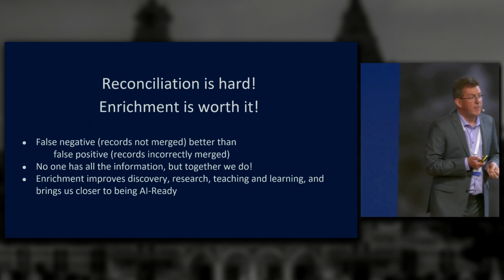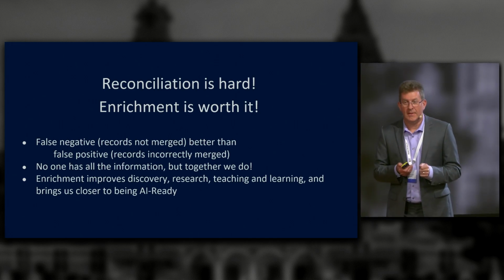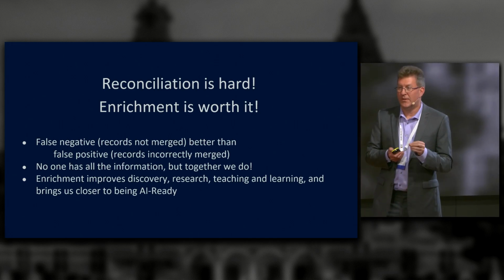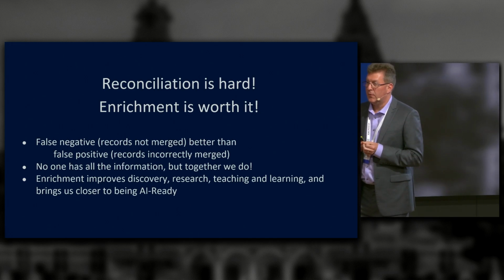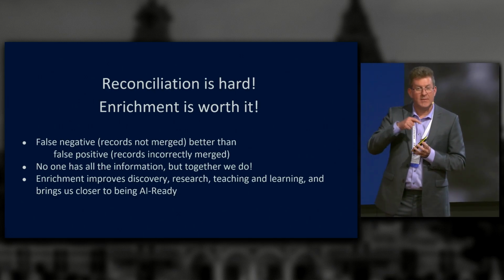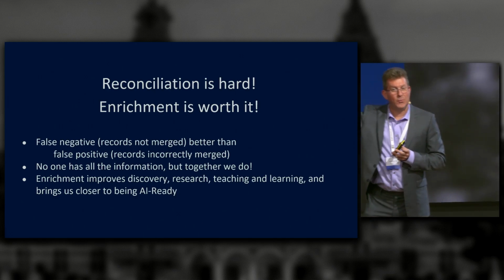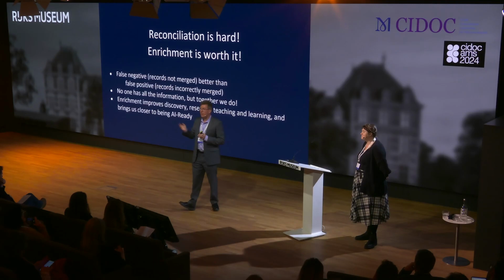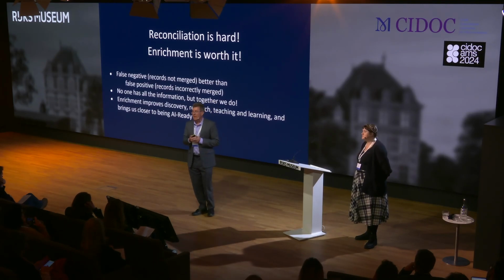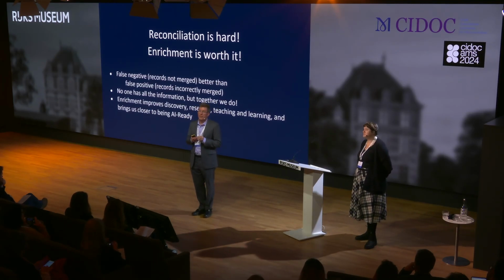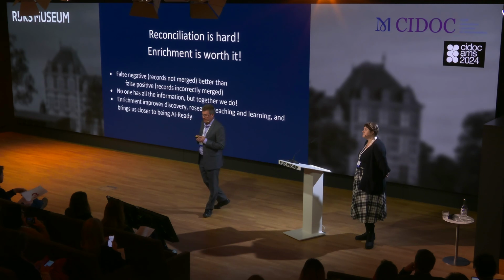Again, no one has all the information, but together we do. Right? If we all work somewhat on little parts of this problem, if we all link from our system to one other system, and they link to one other system, we still get a graph. We still get a network that we can crawl and use to improve those algorithms for reconciliation.